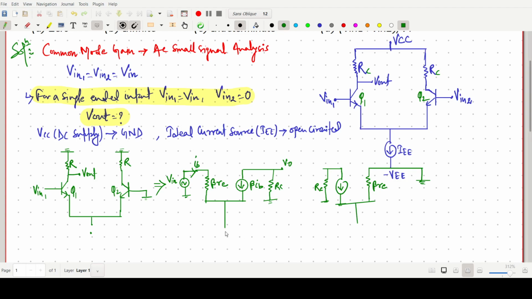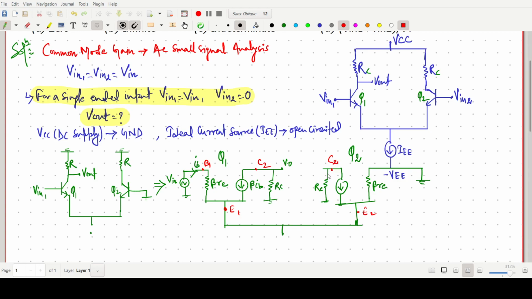This will be open, so make it open. This one is for the Q2 transistor and this one for the Q1 transistor, by keeping V in as 0. Once again, this one is our base, collector, emitter. Both emitters are connected together. So write E2 or E1, B1, C2, and this one is C2.